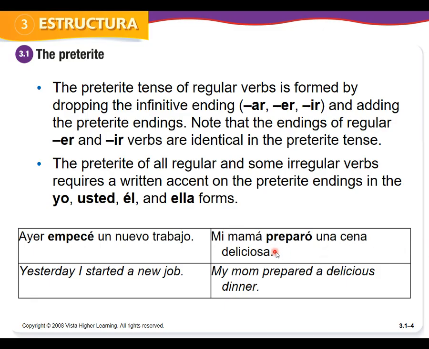Now, if you were to do this, it wouldn't be incorrect. You can definitely omit the subject. But if you were to do this and leave off the accent mark, it would say preparo una cena deliciosa. If you leave that accent mark off, it's going to change the pronunciation of the word, and it will also change the meaning. Without the accent mark, it's essentially saying, I prepare a delicious dinner. So without the accent mark, this is now the yo form of preparar in the present tense.